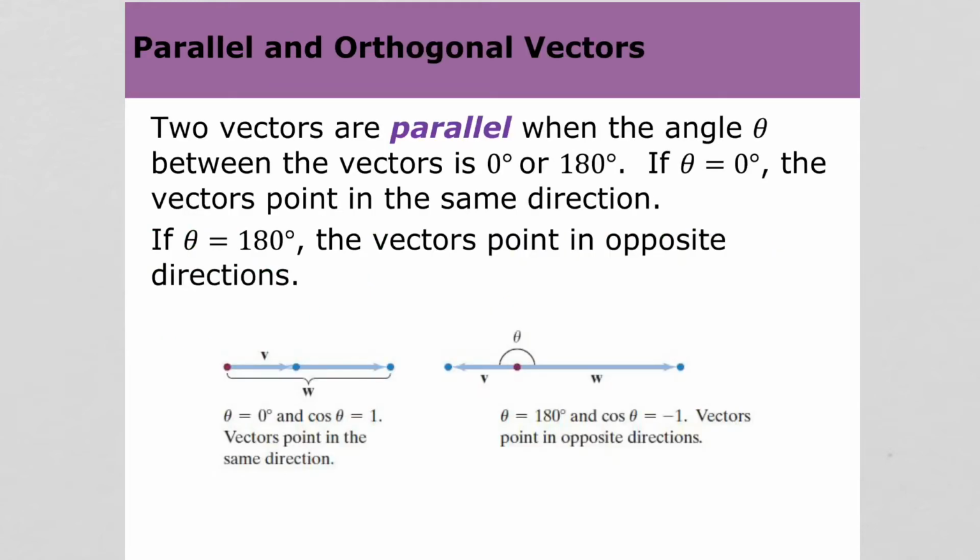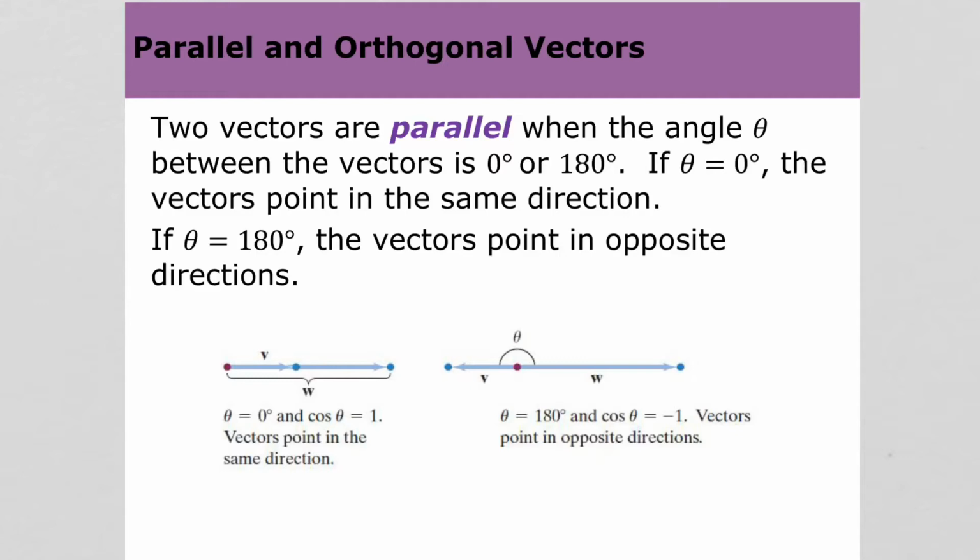Parallel and orthogonal vectors. Parallel vectors are when the angle between the two vectors is 0 or 180. So the vectors don't have to be on top of each other like you would normally think of parallel.